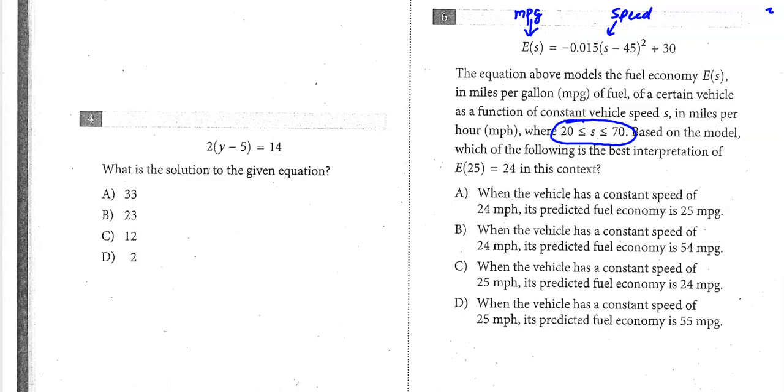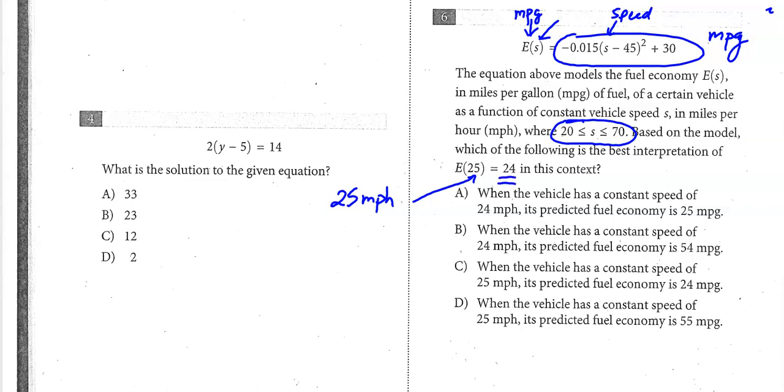All right. So based on the model, which of the following is the best interpretation of E of 25 equals 24? Well, it's E of S. So this is the S. So that's the speed. So at 25 miles per hour, and it equals E of S, all of this stuff, this calculates the miles per gallon. So when you actually put 25 in and do all that work, they're telling me the answer is 24 when I plug S in. So at 25 miles an hour, we get 24 miles per gallon.